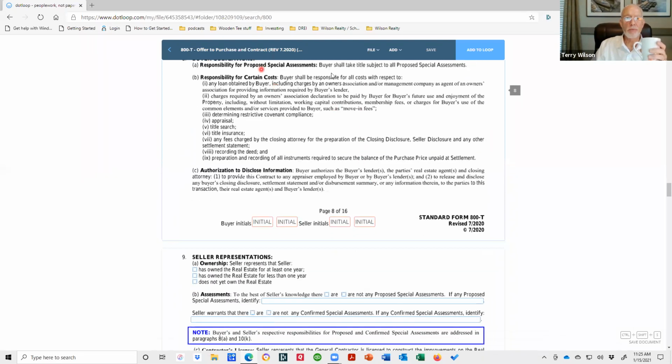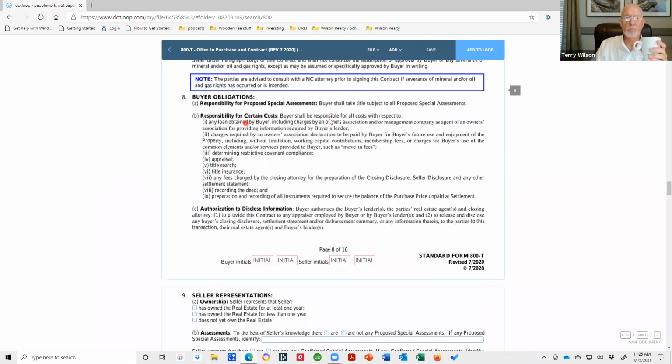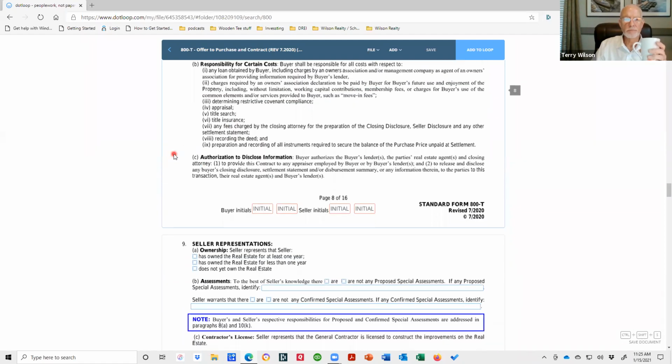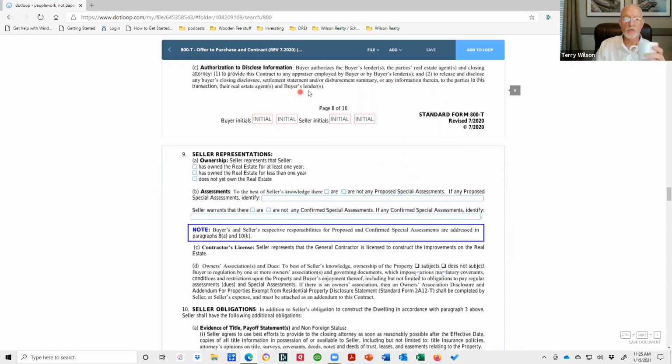Like I said, buyer pays for proposed special assessments. Buyer pays for all of these things. Buyer authorizes the buyer's lender and real estate agents and closing attorney to provide this contract to any appraiser if they need it, and to release and disclose the buyer's closing disclosure, settlement statement, disbursement summary, et cetera, to their agents and or the buyer's lender.